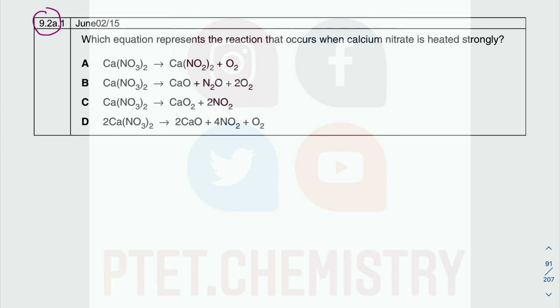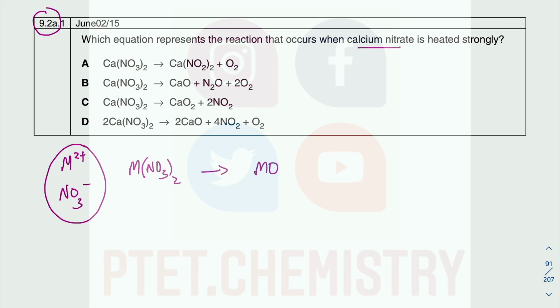Okay. So we know that for group 2 nitrates, in general, you should be able to write the balanced equation. Group 2 will form M2+ cations when they form the nitrates. Each nitrate has an NO3-. So the LCM of 2 and 1 means that you need 2 of the NO3- in order to get a compound which has no charge. When you decompose it, you form an oxide, and you will form NO2, and it will give you oxygen. And you have to balance the equation.